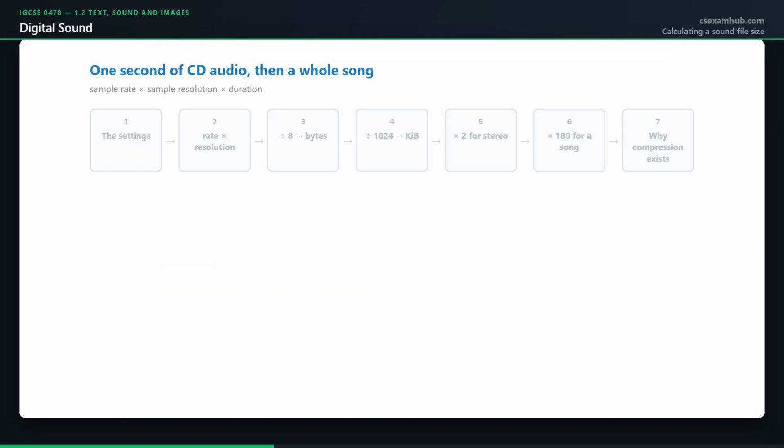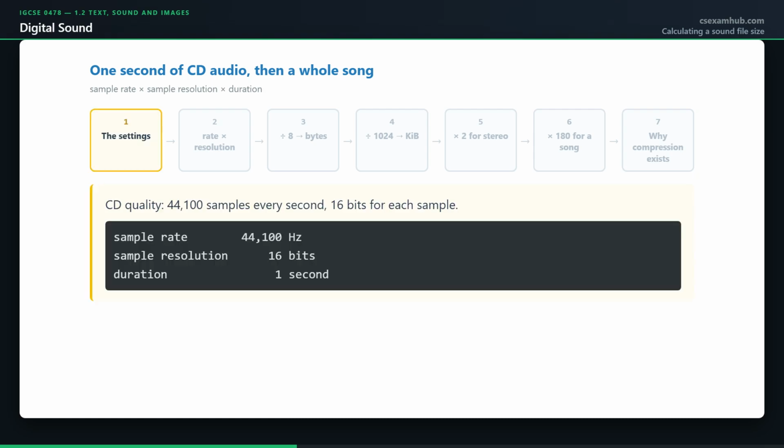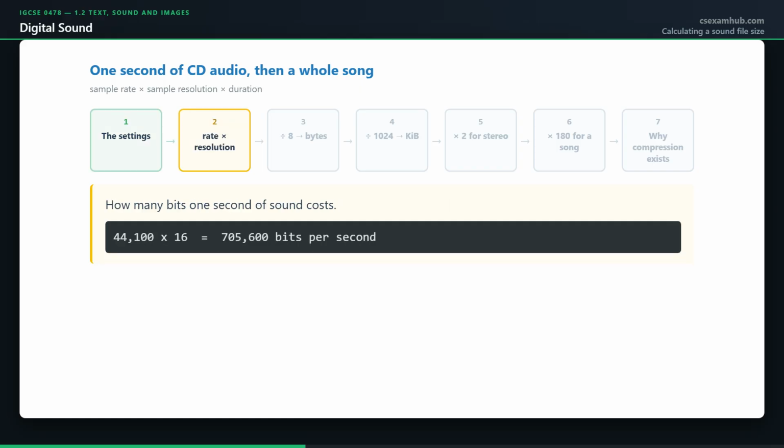Now the calculation, which has three factors rather than the images' two. File size equals the sample rate times the sample resolution times the duration in seconds. Take 1 second of CD quality mono audio, 44,100 Hz, 16 bits, 1 second. 44,100 times 16 is 705,600 bits per second. Divide by 8 for bytes, 88,200 bytes. Divide by 1,024 for kilobytes, about 86.1 kilobytes for a single second.